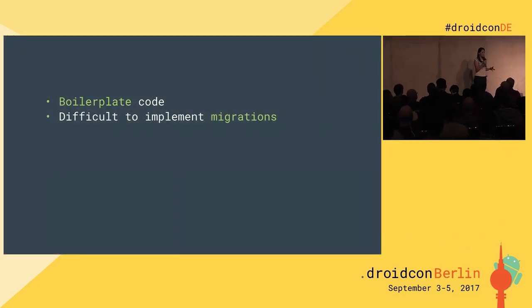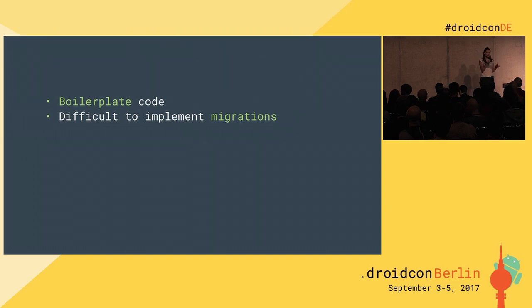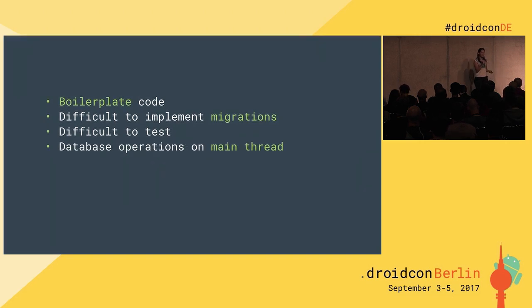Implementing migrations was kind of difficult. It always made me feel like whenever I'm changing something in my database, I'm defusing a bomb, because you never know what happens when the app actually gets in the hands of the user. And that was also because it is possible to test a SQLite database on Android, but it's not the easiest thing in the world. And then I actually did this.